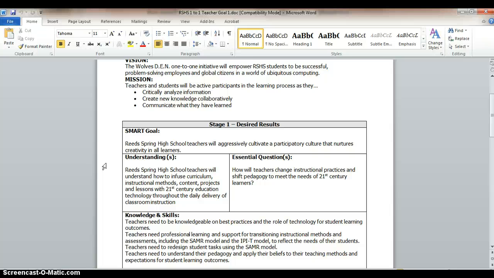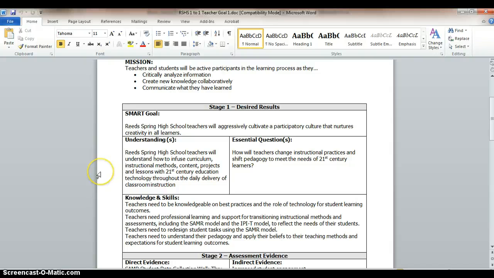So this again is the high school teacher goal for our one-to-one for this school year. Our goal is that high school teachers will aggressively cultivate a participatory culture that nurtures creativity in all learners. And then we say that Reed Spring High School teachers will need to understand how to infuse curriculum and instructional methods and content, projects and lessons with 21st century education technology through daily delivery of classroom instruction. And that's really a mouthful, but we're going to break that down into the knowledge and skills and the activities here in a moment.